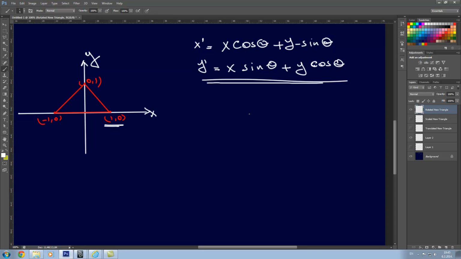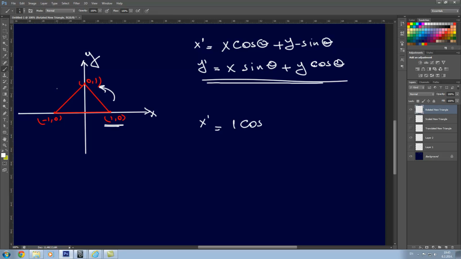Okay, so now I'm going to start doing the calculations. I'm going to grab this point, let's say. The x prime, which is going to be my new x, is going to be 1 times cosine, and let's say I'm trying to rotate this point 90 degrees over here, so I'm going to rotate it like this.